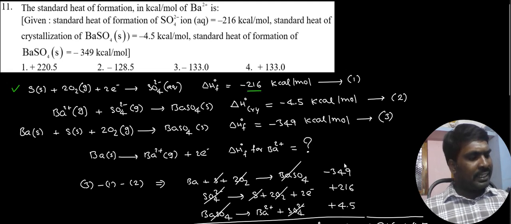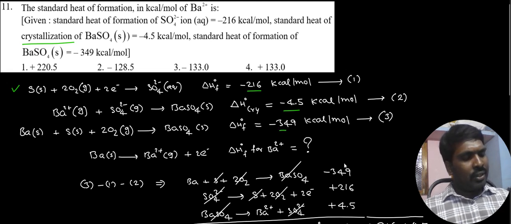Provided. Next, coming to standard heat of crystallization, when two oppositely charged gaseous ions come close together to form 1 mole crystalline compound, barium 2 plus gas plus sulfate ion gas giving rise to barium sulfate solid. Its crystallization value minus 4.5 kilocalorie per mole given. Next one, standard heat of formation of barium sulfate. Again, barium sulfate solid should be formed from its standard stable elemental forms. Then barium solid plus sulfur solid plus 2O2 gas giving rise to barium sulfate solid. Its value minus 349 kilocalorie per mole given.